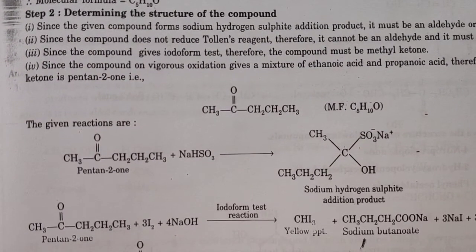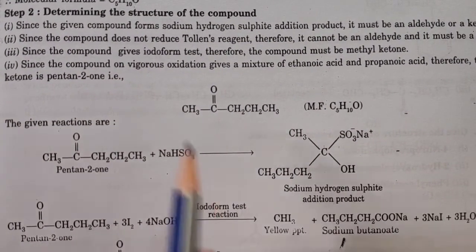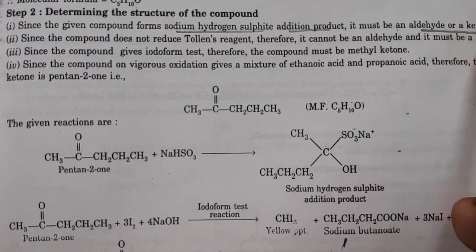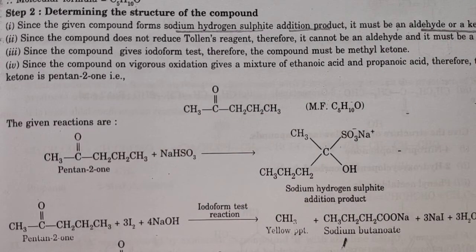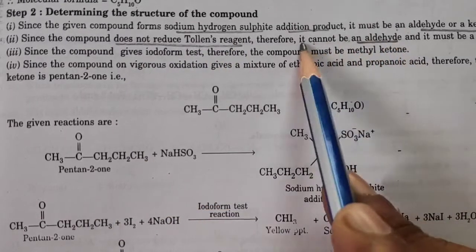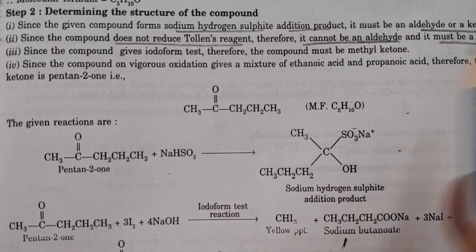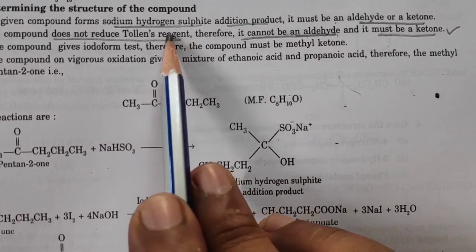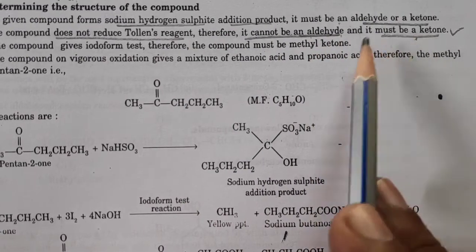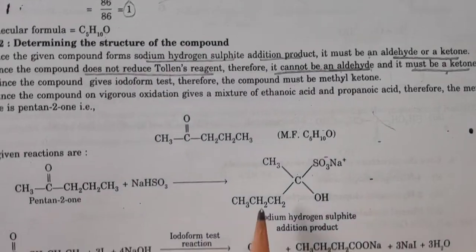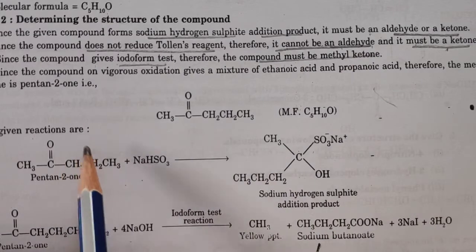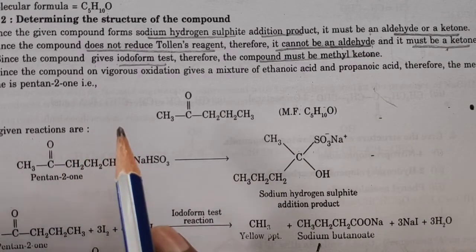Now determining the structure of the compound, what we say. See, since the given compound forms sodium hydrogen sulfide addition product, it must be aldehyde or ketone, that we assume. But the second condition, it does not reduce Tollens reagent, therefore it cannot be aldehyde and it must be ketone. So we came to a conclusion, because it does not give Tollens test, it cannot be aldehyde, but it must be ketone. Which one? What we have found out, C5H10O. Now, since the compound gives iodoform, therefore the compound must be methyl ketone. That is also confirmed. So you can use this reverse engineering, what we say.